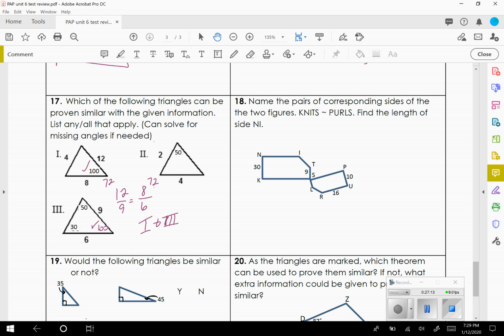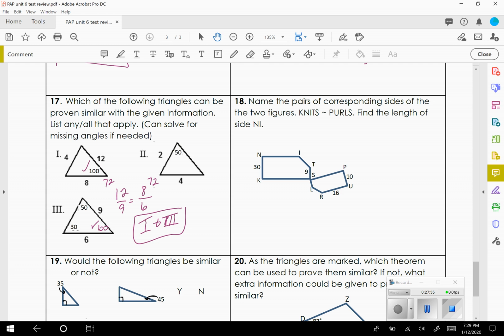All right, now let's look at 2 and 3. Okay, 2 and 3, well, you would think maybe we could do side angle side or angle angle, something like that. But again, we only have the one angle and we don't have the proper sides to be able to match it up. So in this case, only 1 and 3 can be proven similar.